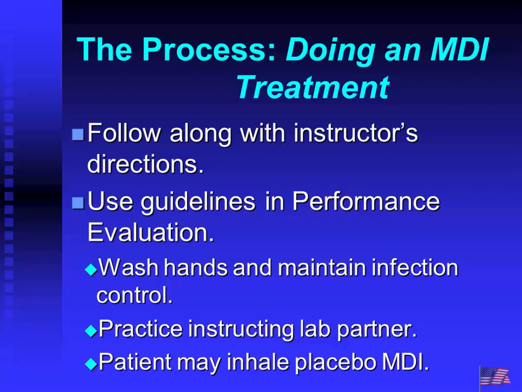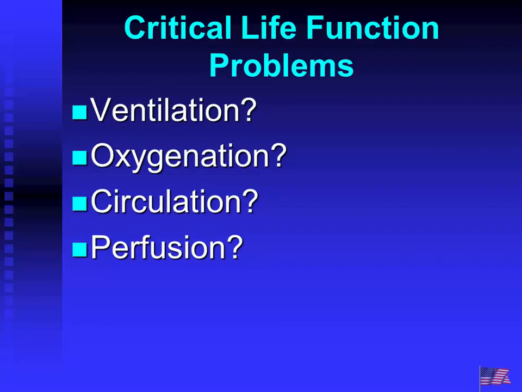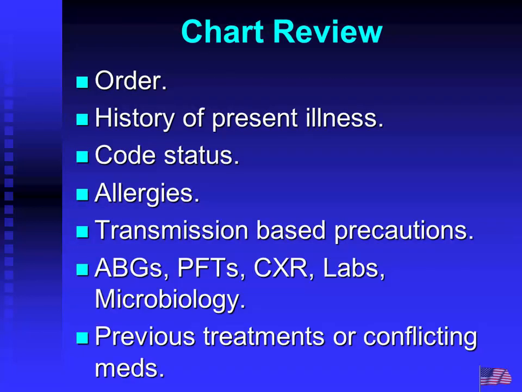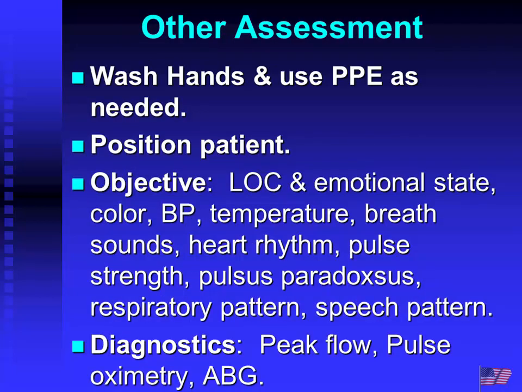Take a look at the PE itself, but basically the same kind of thing. Looking at the scene survey, our primary survey, our critical life functions, same as the small volume nebulizer. You want to go through the patient's chart for the same exact reasons as we talked about. Same process of going through an introduction and an explanation, doing an interview of the patient and getting some ideas as far as subjectively and objectively where they're at.